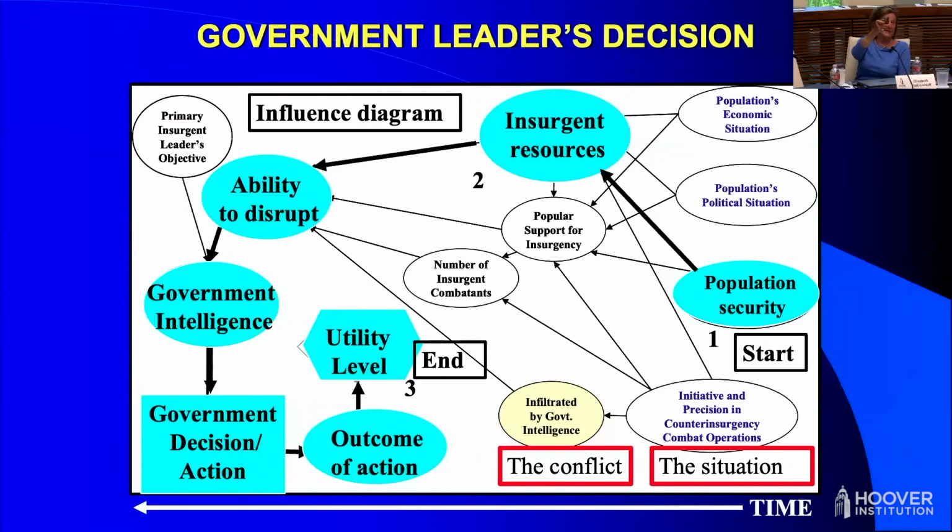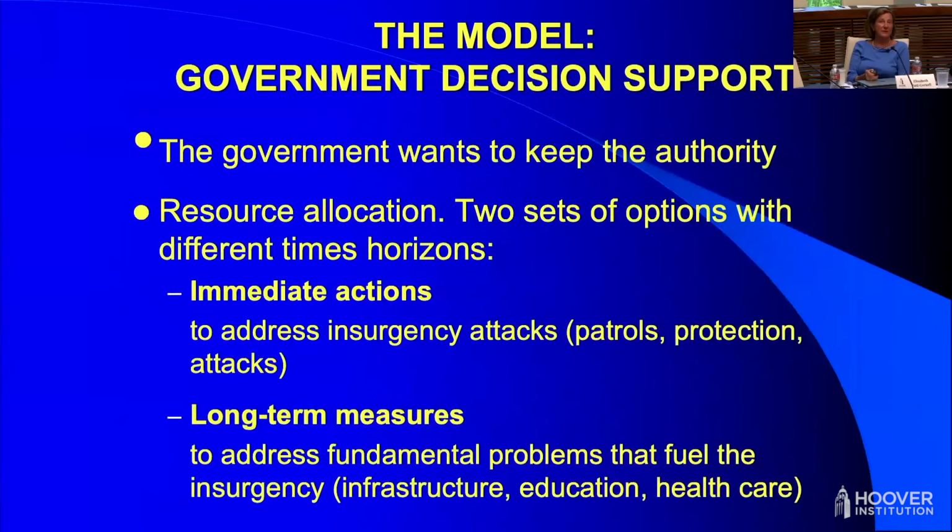That in turn influences their ability to disrupt and influences the government intelligence, if the government intelligence has been well arranged, and the government decision and action, and the outcome of the action and the utility level at the end. Okay, so government wants to keep the authority. The resource allocation, they have two sets of options with different time horizons.